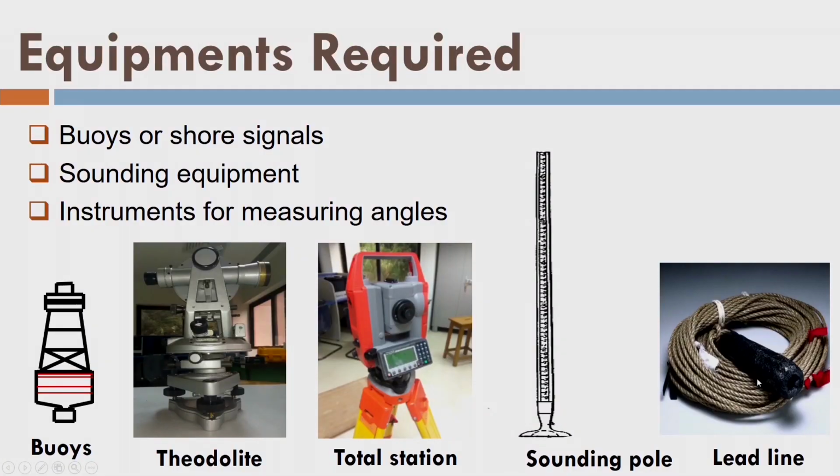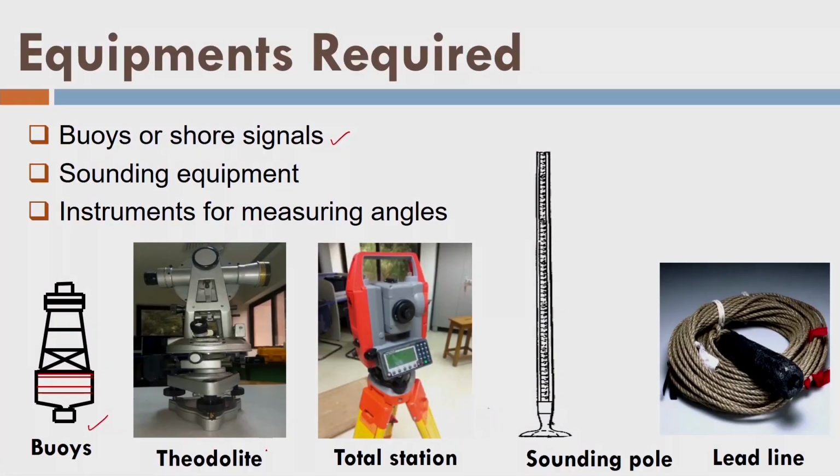So what are the equipments required? Buoys and shore signals. That means there are some signals which are floating in the water and where we measure our XY position as well as depth. So these are called buoys. For the angle measurement, we have theodolite and total station. With the total station, we can measure the distance as well as angle. And then we have sounding equipments. These are sounding equipment, lead line and the sounding pole. And also we have sounding equipment like echo sounders.